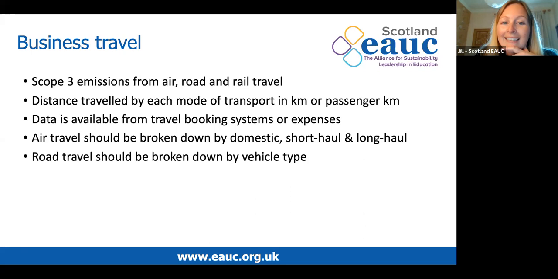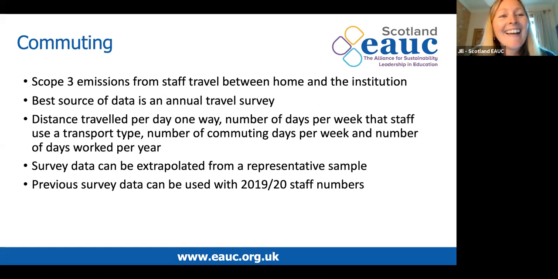For air travel, ideally it should be broken down by domestic, short haul and long haul travel, and that's because there's more fuel consumed during landing and takeoff cycles. So a shorter flight has a higher emissions per passenger kilometre. And then for road travel, this should be broken down by vehicle type. Next slide, please, Matt. Last one.